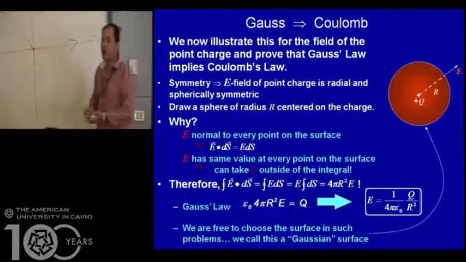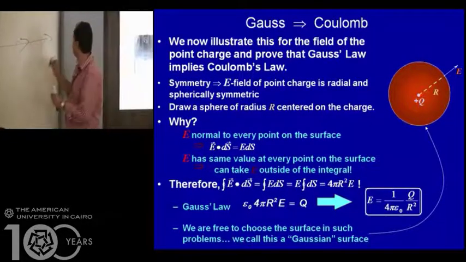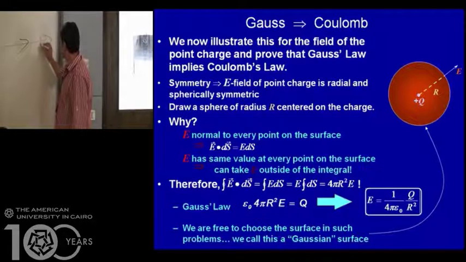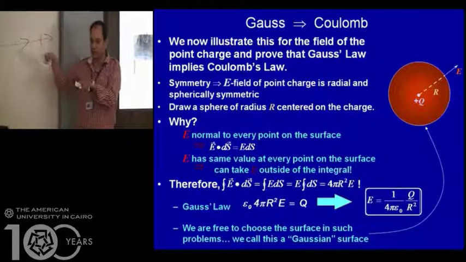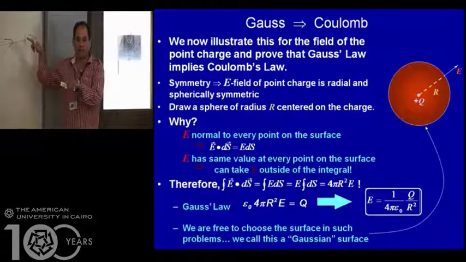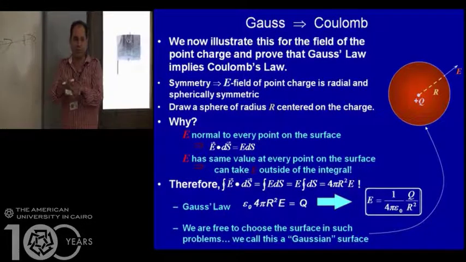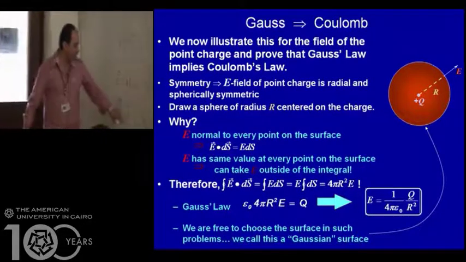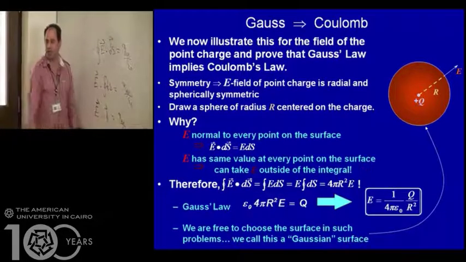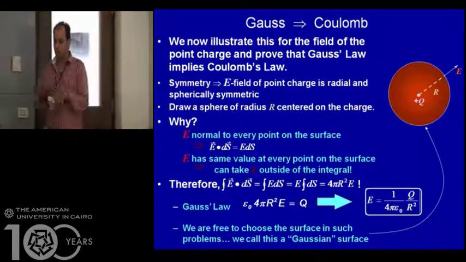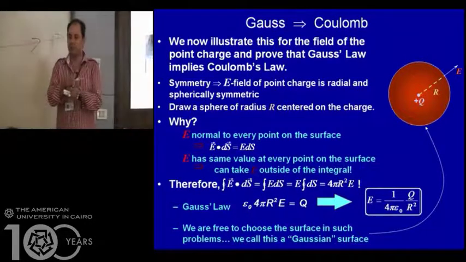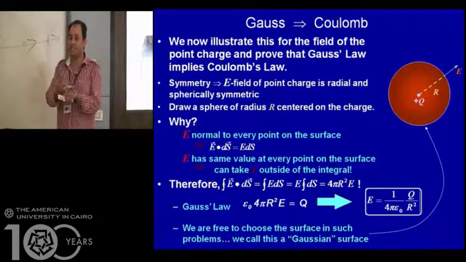What is the direction of the area? You draw a perpendicular. This is the area at that point, the perpendicular to the surface. So the electric field and the area are along the same direction for that sphere. So E dot A is just E times A, E times A times cosine of the angle between them, and the angle between them is 0.